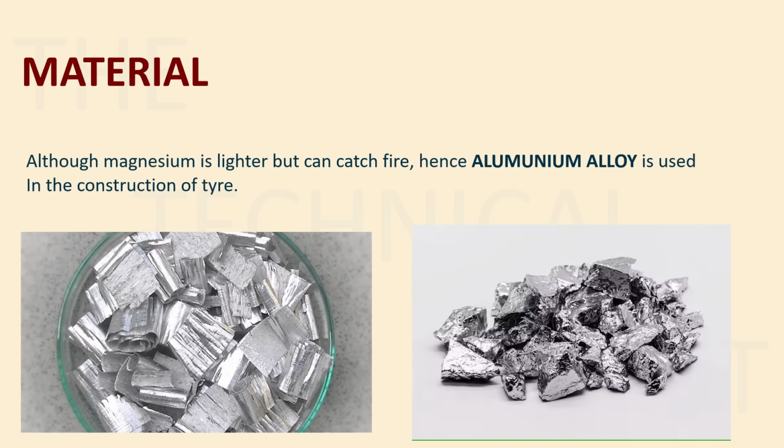Then you have material. So the wheels are made up of what? Aluminum alloy. Why? See, magnesium can be used. It is lighter than aluminium. But the issue with magnesium is that it can catch fire. So although magnesium is lighter, it can catch fire. Hence, we use what? Aluminum alloys in the construction of wheels.